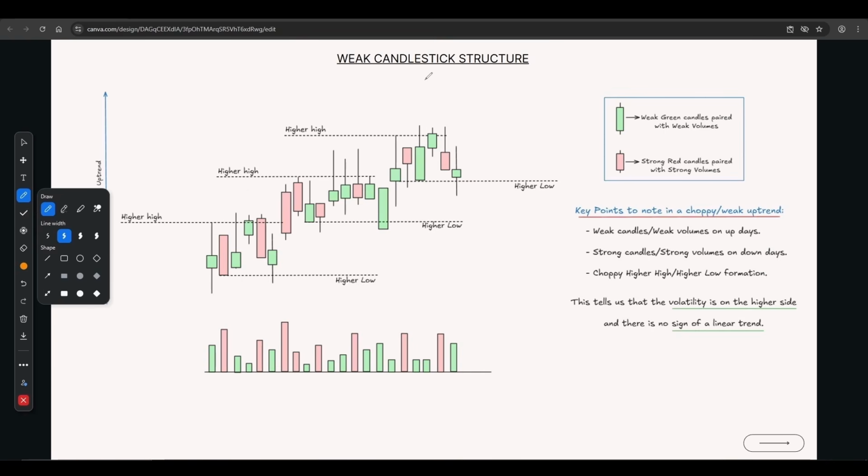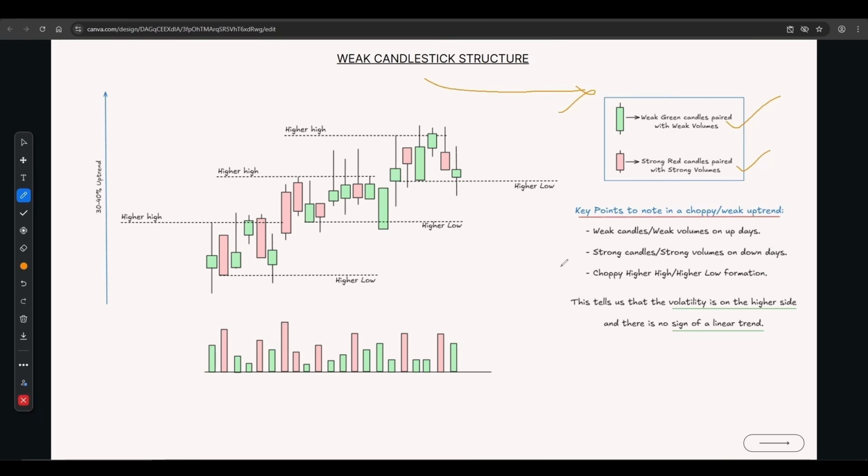Now, in a weak candlestick structure, there will be weak green candles paired with weak volumes. There will be strong red candles paired with strong volumes. Same thing here. Key points: weak candles, meaning the green ones, will be there with low volumes. There will be strong red candles right here with strong volumes. Choppy higher highs and higher low formation.